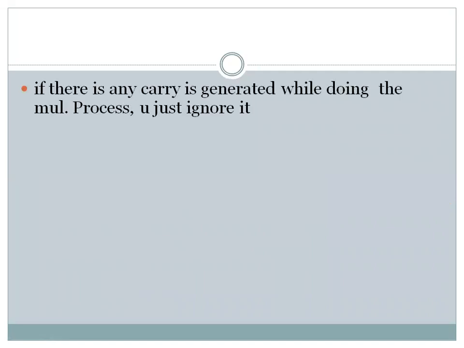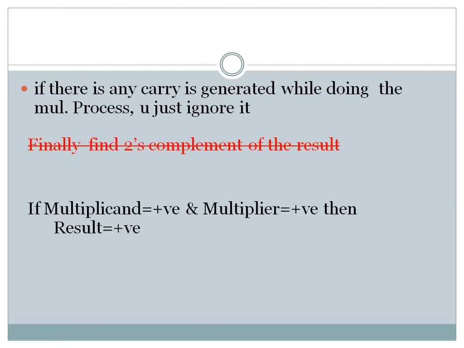Here, if any carries are generated while doing the multiplication process, you just ignore them. Here, there is no need to find the 2's complement of the result. Why? Because if the multiplicand is positive and the multiplier is also positive, then what about the result? It is positive. So if the result is positive, there is no need to find the 2's complement. So that's all about the recoding algorithm.